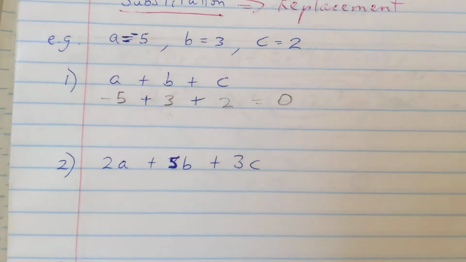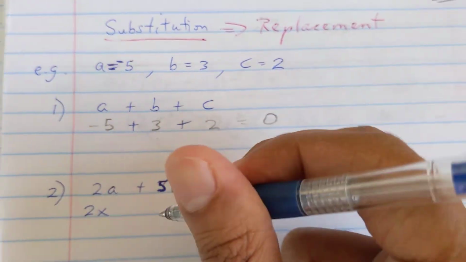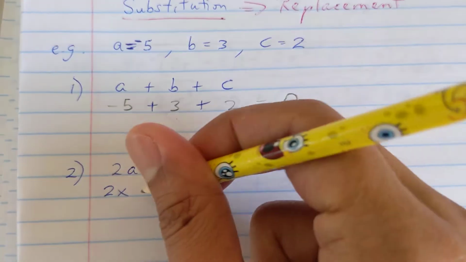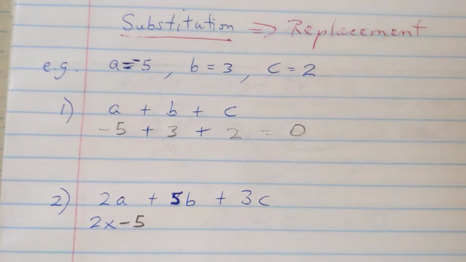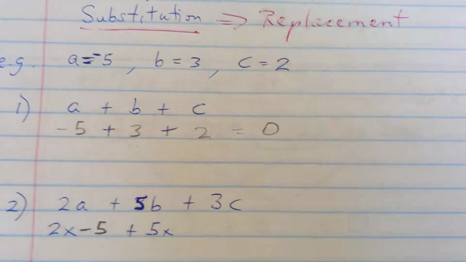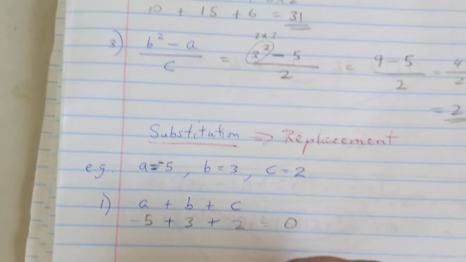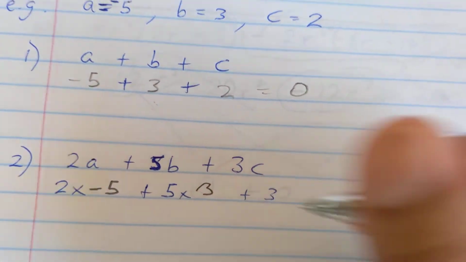Same thing here. So this is really, when the letter is close to the numbers, it means 2 times, and the number I want to replace is minus 5 this time. Again, we have a different question to substitute this time. Plus 5 times B, which is going to be 3. Plus, and sometimes you don't need to put the multiplication.